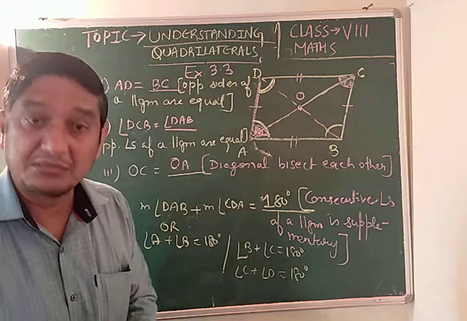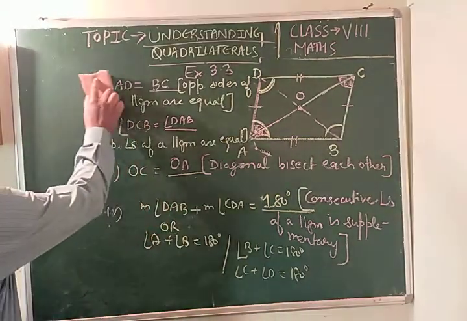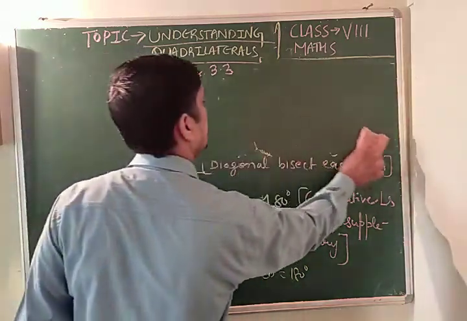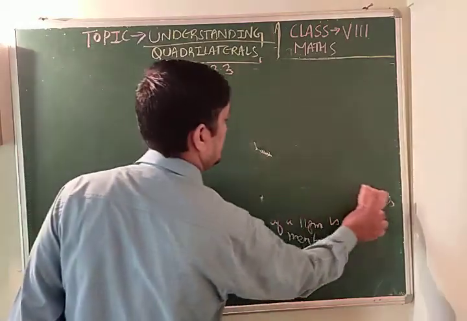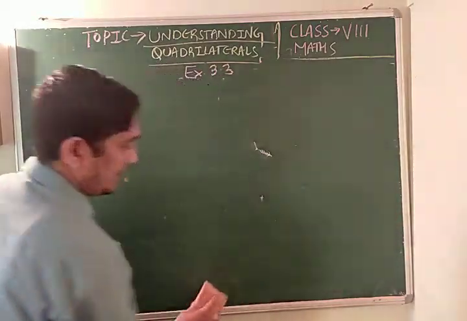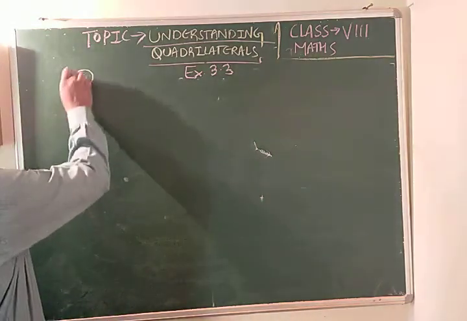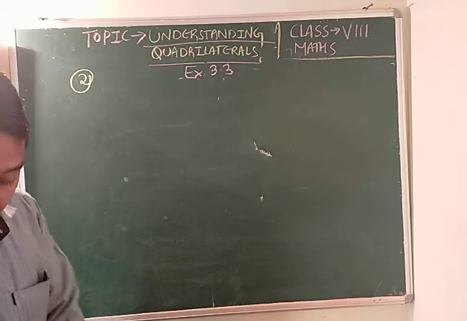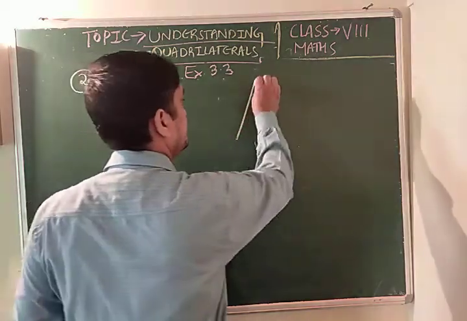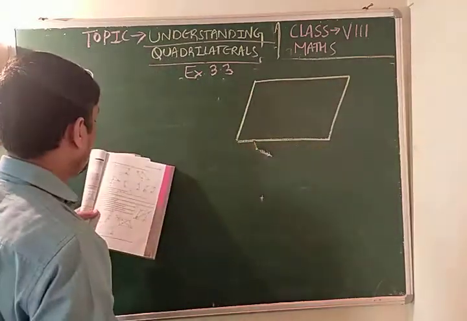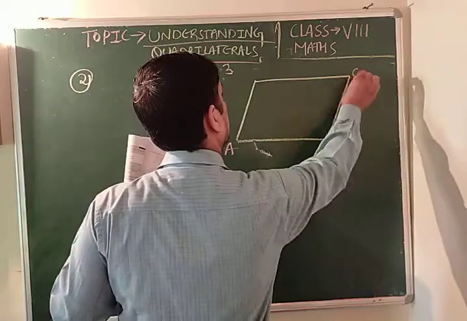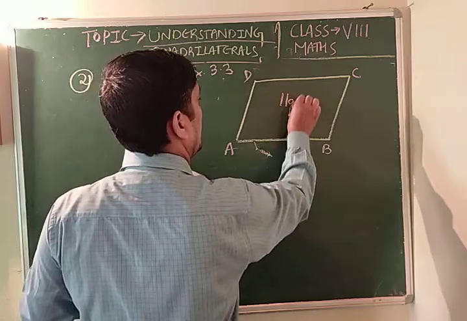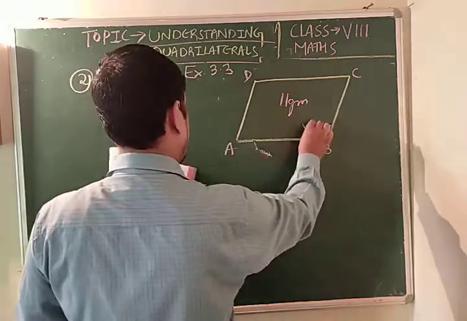Now the next is question number 2. What we have to do in question number 2, listen children. Consider the following parallelogram. This is a parallelogram A, B, C and D. ABCD is a parallelogram. And we have angle B is 100 degrees.